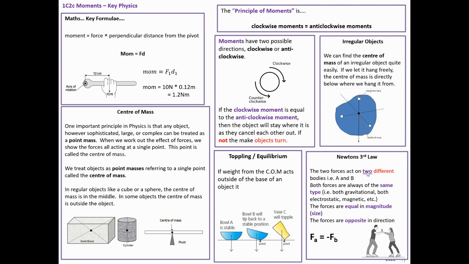So the two forces act on two different bodies, i.e. A and B. Forces are always of the same type, i.e. both gravitational, both electrostatic, or both magnetic. Forces are equal in magnitude and size, and they're opposite in direction and collinear. So there you go. That's the moments topic.